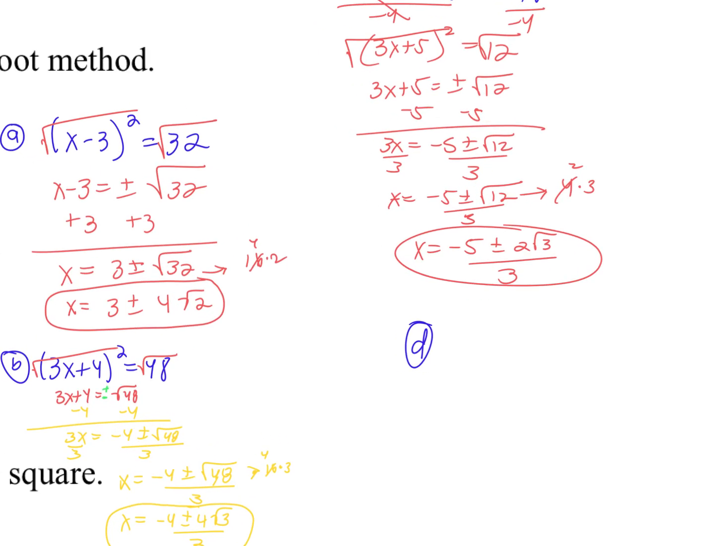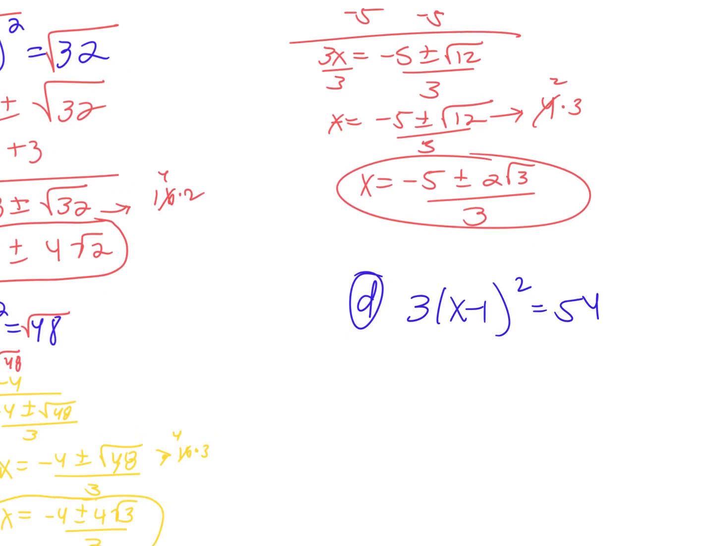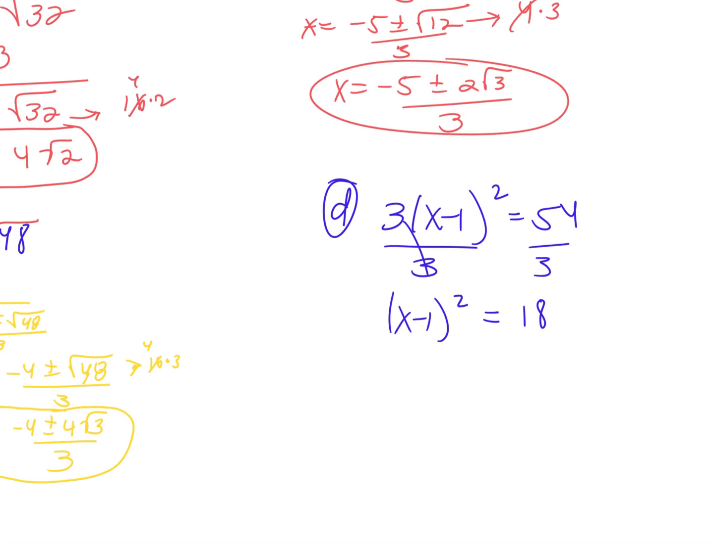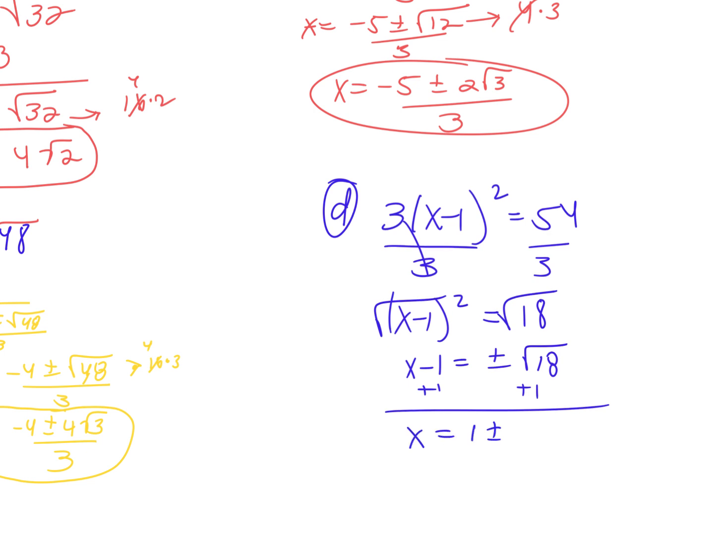D says 3 times x minus 1 squared equals 54. Again, you want your binomial that is squared to be completely alone. So I'm going to divide both sides by 3 here. I have x minus 1 squared equals 54 divided by 3 is 18. All right, my binomial squared is set equal to a number, so take the square root of both sides. X minus 1 equals, you put the square root on, so plus or minus the square root of 18. We're going to add 1 to both sides. X equals 1 plus or minus the square root of 18.